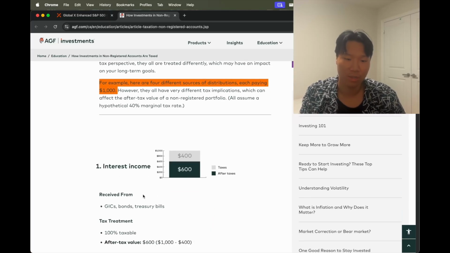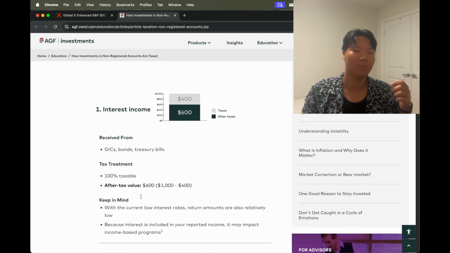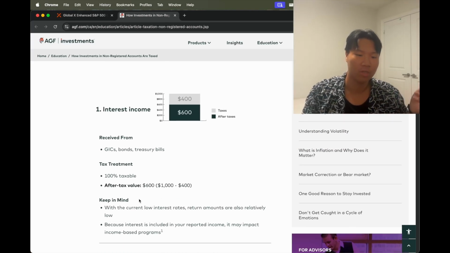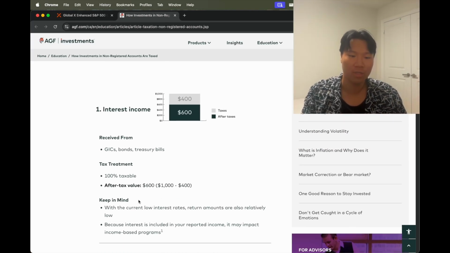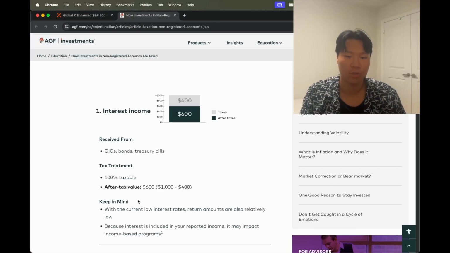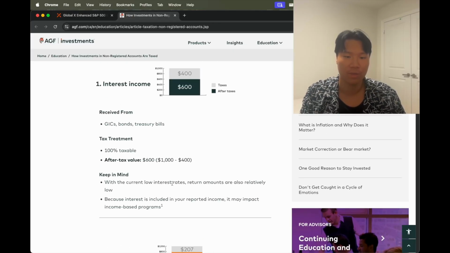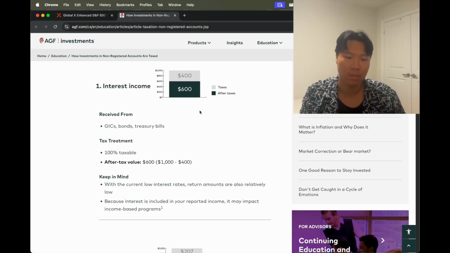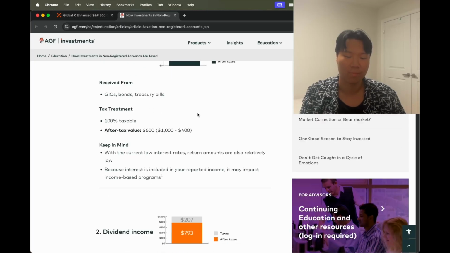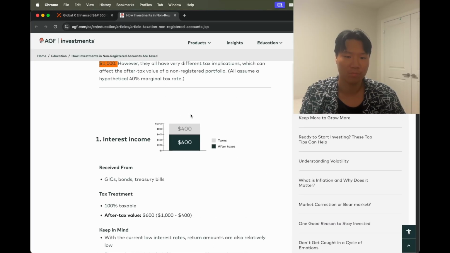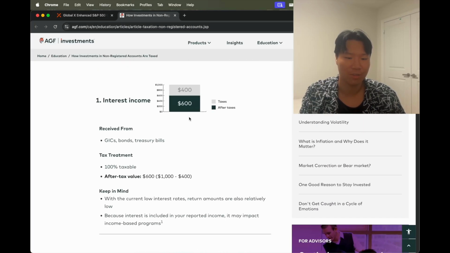So the first type of income is interest income. This is where it's 100% taxable. And so if you earn $1,000, then you will need to pay $400 in taxes. A common example of this is GICs, which are guaranteed investment certificates. Nothing special to say over here.